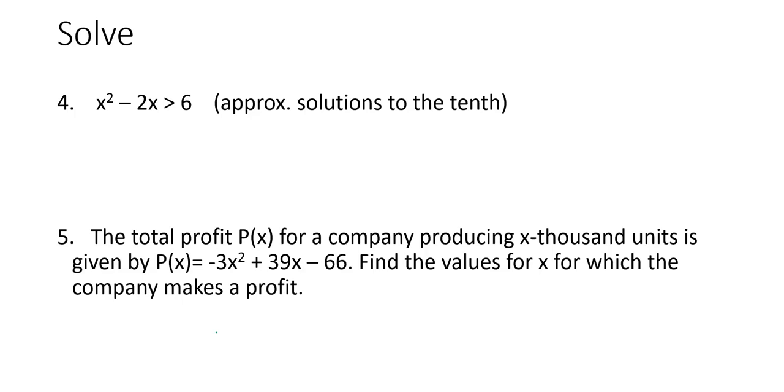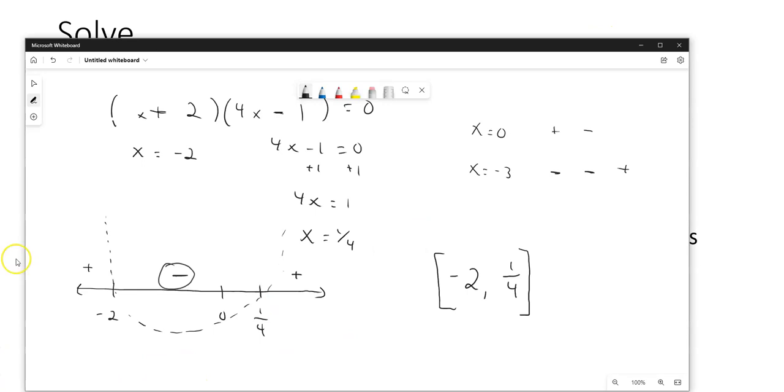Total profit for a company producing x thousand units. Units of what? Be creative. Widgets, refrigerators, speakers, cars, something, is given by that profit function. Find the values of x for which the company makes a profit. So making a profit means that your profit is greater than 0, right? If your profit is equal to 0, you made no profit. If your profit is negative, you're losing money. That ain't good either. So you want that profit to be greater than 0.